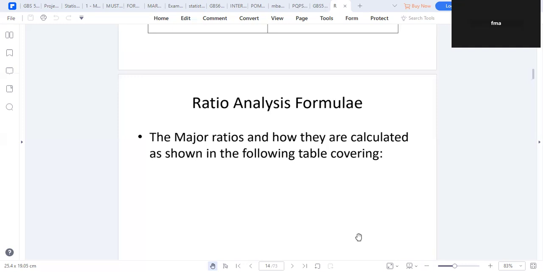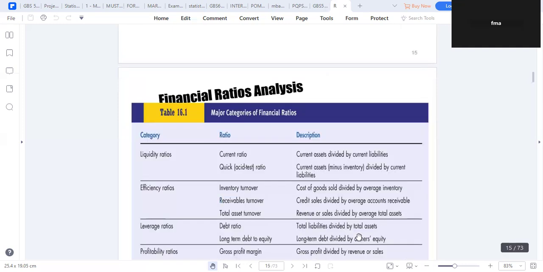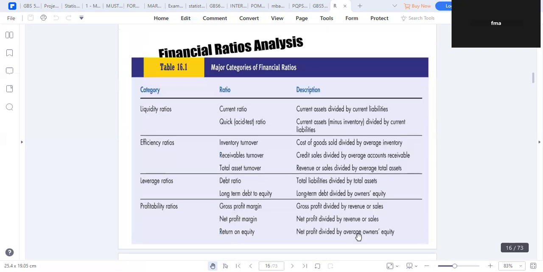The ratio analysis formulas that we use, you need to master this one. So the liquidity, we have two. We have the current ratio, which is simply current assets divided by the current liabilities. And we have the liquidity ratios of the quick asset test ratio, which is the current assets minus inventory divided by the current liabilities. We also have the cash equivalents, which is the cash ratio. We have cash and cash equivalents over the current liabilities.